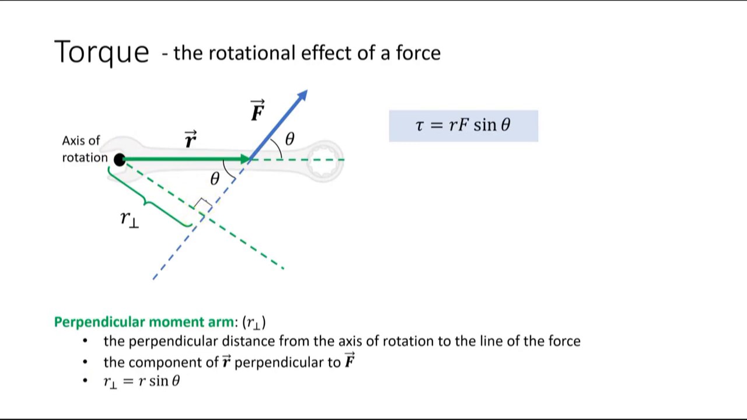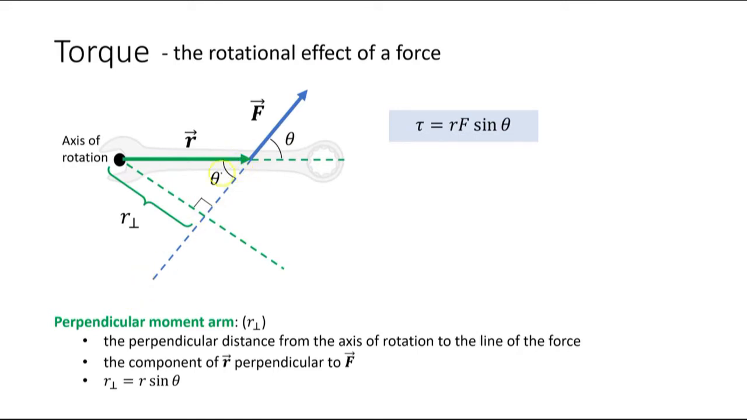Do you see that here? So that's going to be our perpendicular moment arm. And so if we look at this setup here, I have my angle theta between R and F. And then just due to geometry, we know that that's going to be the angle inside of this triangle that I've formed here with my dashed blue and green lines.